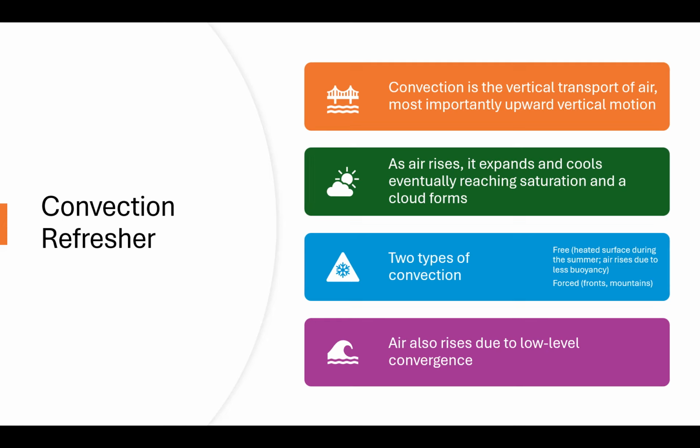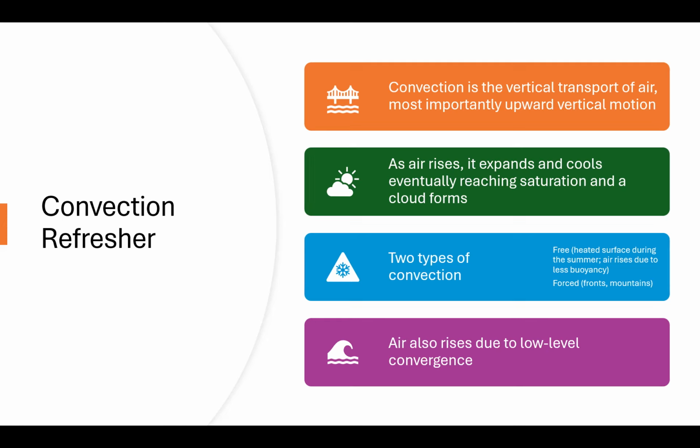Now, there are two types of convection. We talked about this in the past training video. We talked about free convection as well as forced convection, with free convection pretty much occurring when you get a heated surface during the summertime. The air rises due to this being less buoyant, that warmer heated air rises. Positive buoyancy exists in the atmosphere in this case. So on hot summer afternoons, when you get those pop-up summertime thunderstorms, that is an example of free convection. There's nothing forcing the air to rise in the vertical.